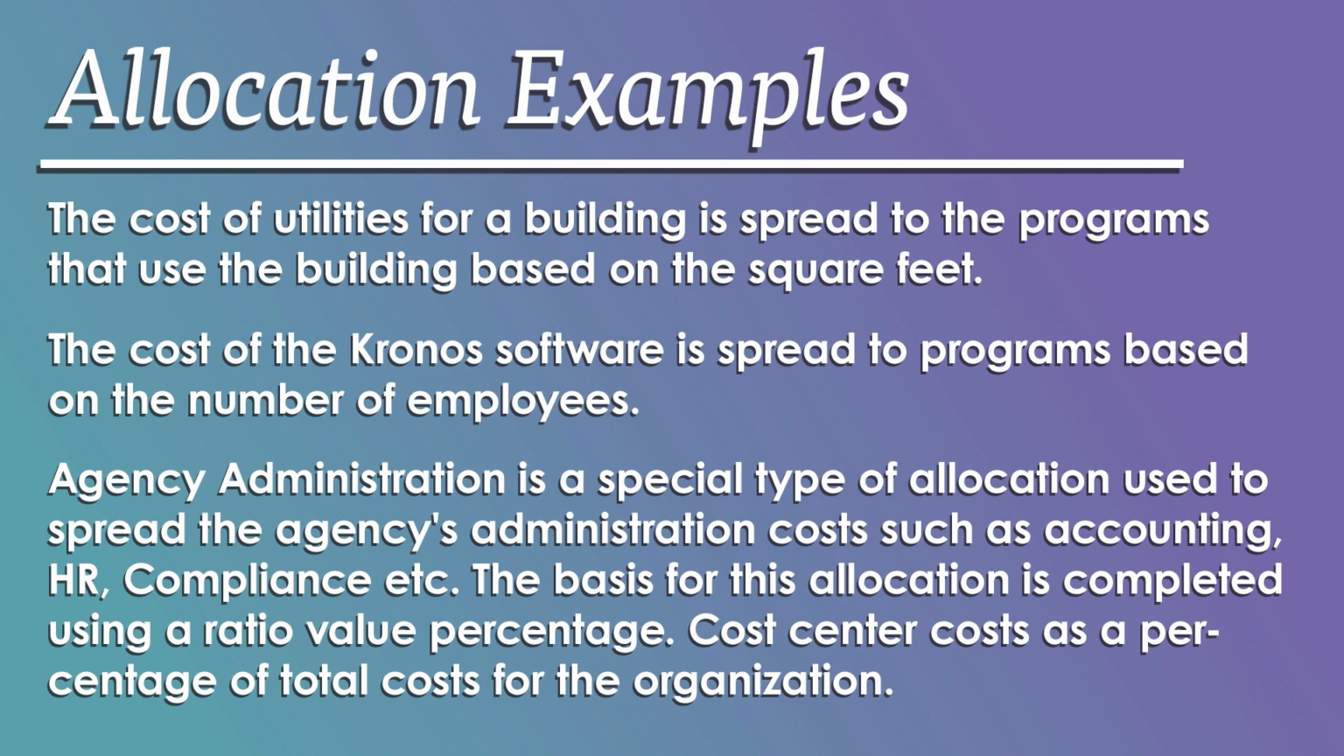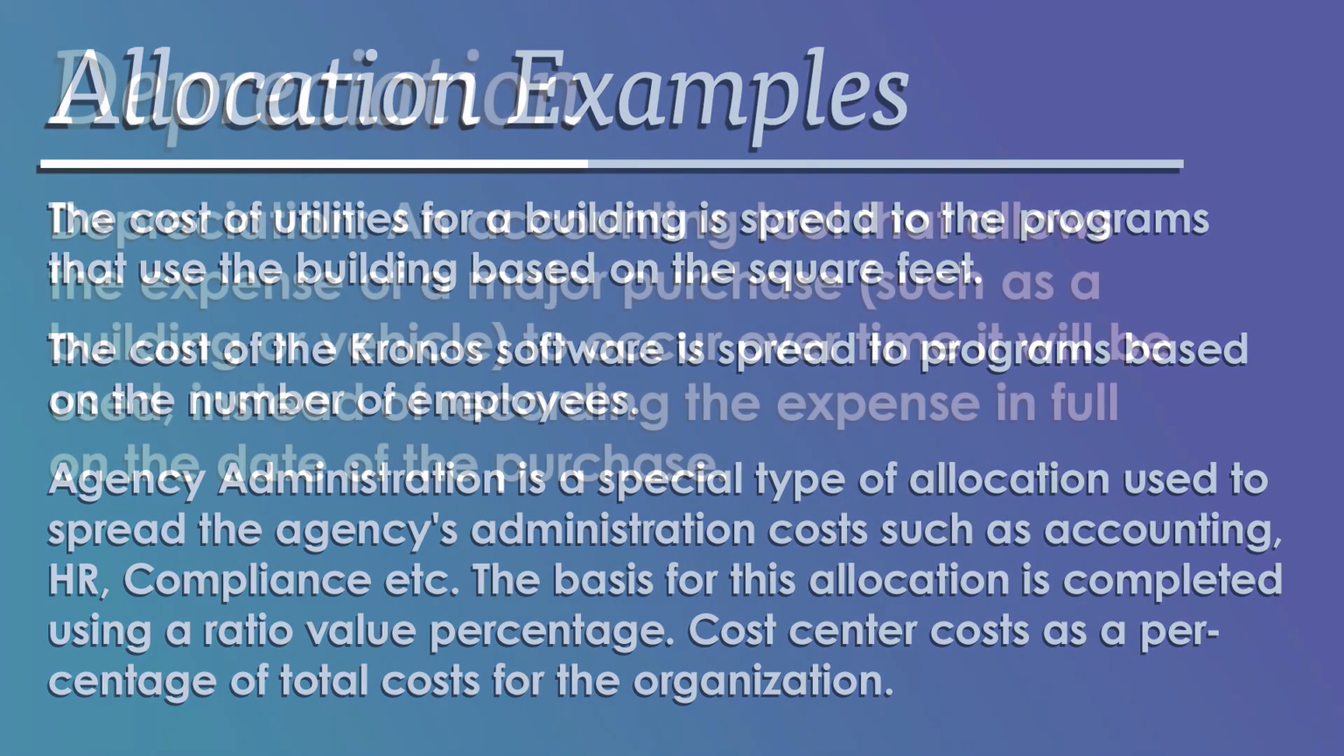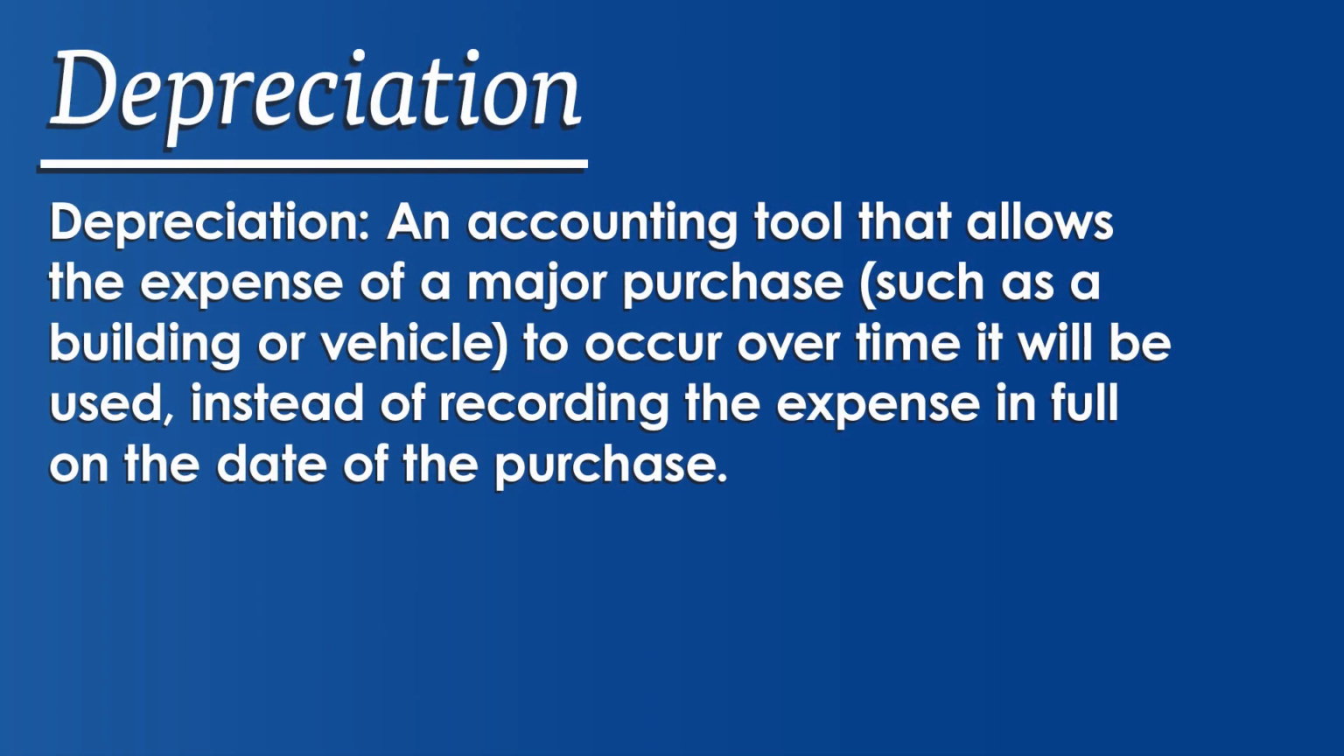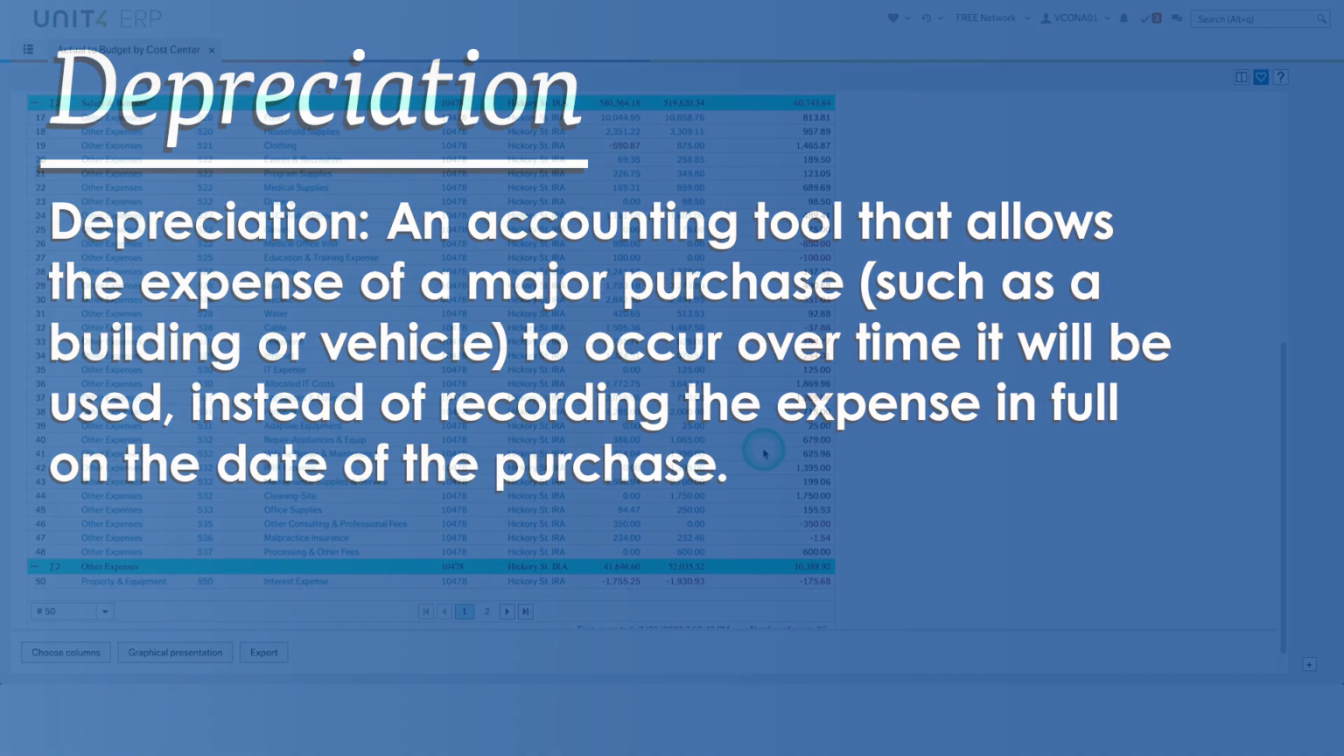The basis for this allocation is completed using a ratio value percentage, which is really just the cost center costs as a percentage of the total cost for the organization. Finally, we have depreciation, which is an accounting tool that allows the expense of a major purchase, such as a building or a vehicle, to occur over the time it will be used instead of recording the expense in full on the date of the purchase.